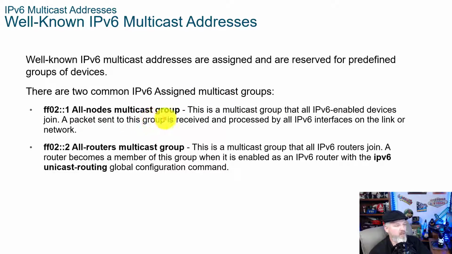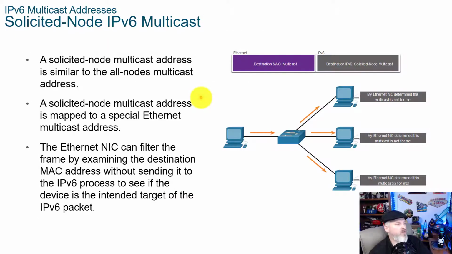All nodes multicast group. That one is the multicast group that all v6 enabled devices join. A packet sent to the group is received and processed by all v6 interfaces on a link or network. And then we have all routers multicast group. That's a multicast group that all v6 routers join. A router becomes a member of that group when it's enabled as a v6 router with the v6 unicast routing global configuration command.